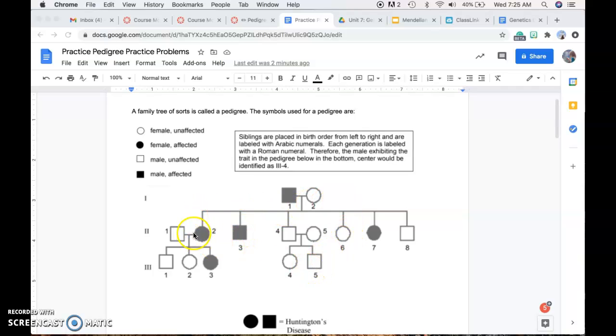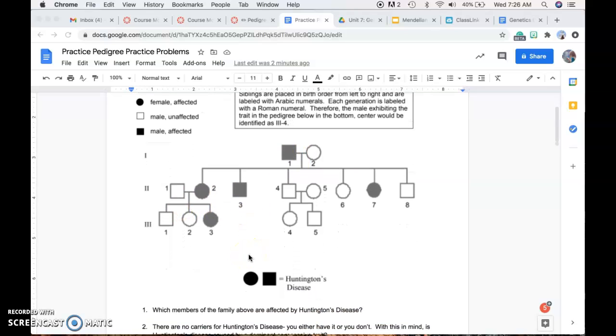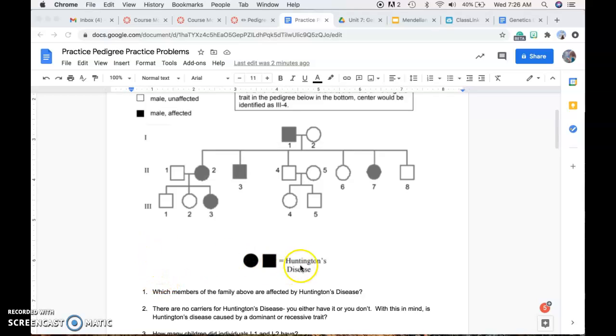And then you'll notice that some of their offspring, some of their kids, got married or had a partner and had another generation. So this is technically grandparents, parents, aunts and uncles, and then you and your cousins would be down here. A male who is affected with a disease is going to be shaded, and a female that's affected will also be shaded. So this shading of the boxes and the circles indicates Huntington's disease.